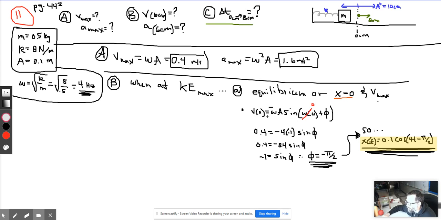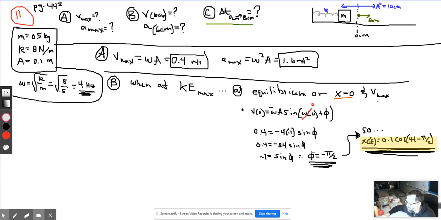So I write out my equation for my velocity at time 0. So omega times time 0 is 0. And our initial velocity is going to be our maximum speed to the right. Plug in omega and amplitude. We see that that's 0.4 equals negative 0.4 sine phi, and when we divide that over, this is going to give us a -1 equals sine theta.